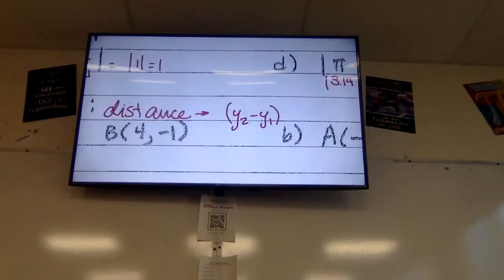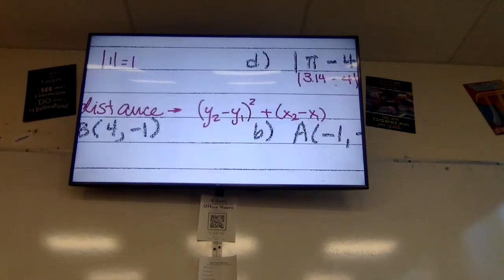I'm going to square that, plus x2 minus x1. You can have your x's first or your y's first, it doesn't matter. Remember, we have an addition sign between them, so it's commutative either way. And then don't forget what's over all of this formula.